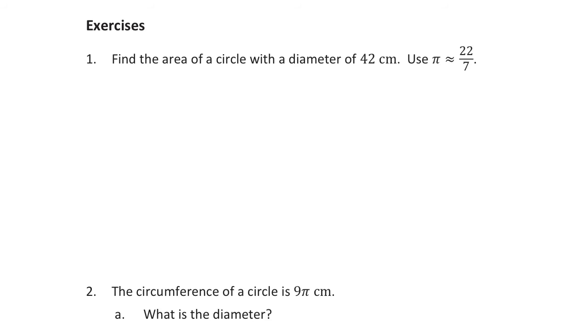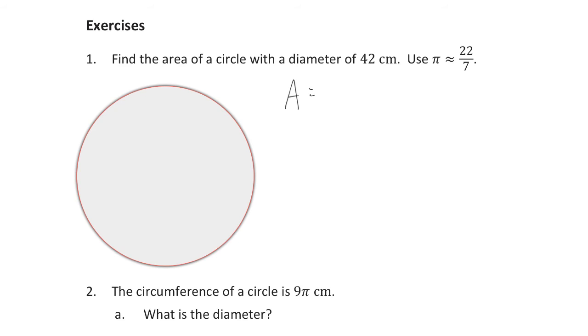Find the area of a circle with a diameter of 42 centimeters. Use pi is approximately 22 over 7. So I always think drawing is a good idea so we can visually see things. So let's go ahead and draw another circle. There is my circle, and again, to find the area of a circle, we need its radius, because the area of a circle is pi r squared, which means pi radius squared.